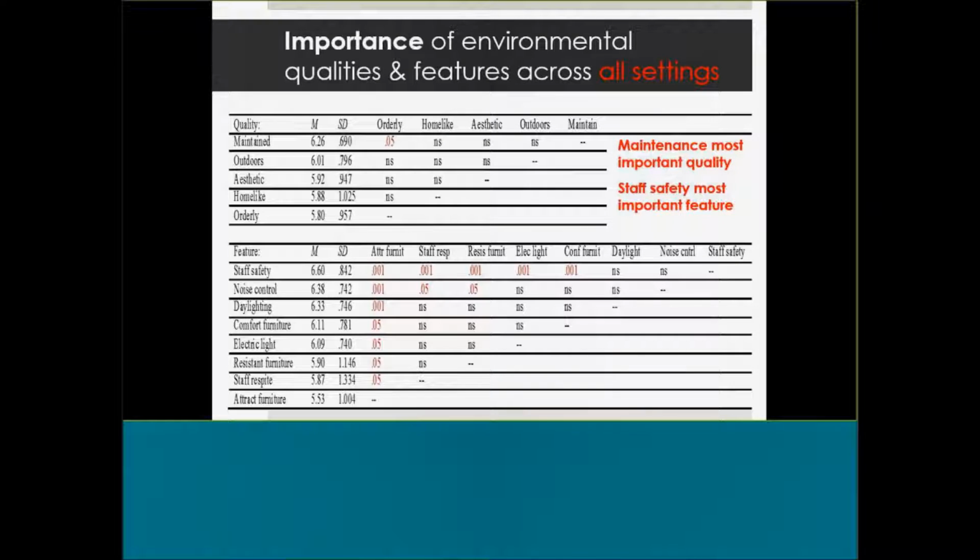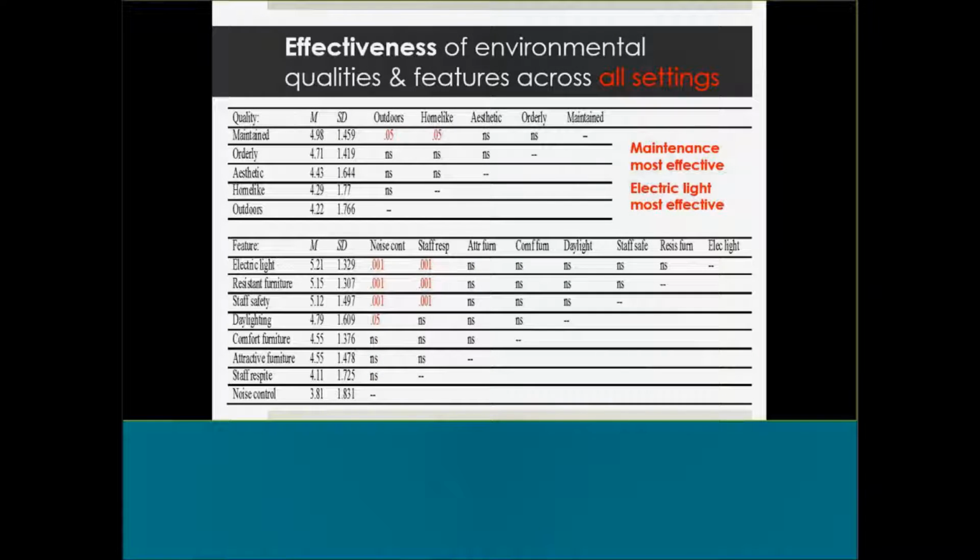Without going into any of this long, boring detail, essentially we were looking at these various qualities, listed at the top: well-maintained, access to the outdoors, aesthetic, home-like, orderly. We were also looking at features, and trying to see which was most important. We also wanted to see how effective things were. What I put in red here is all settings. In the beginning, we were looking at both inpatient and outpatient, and then we specialized in the inpatient piece.